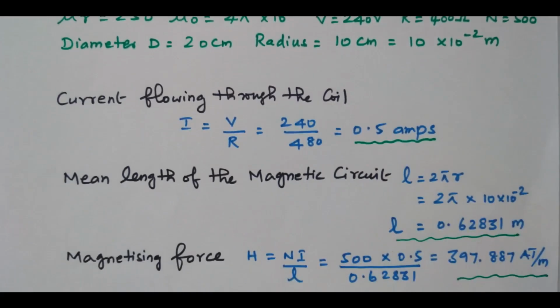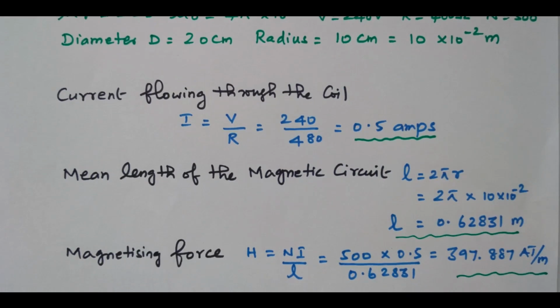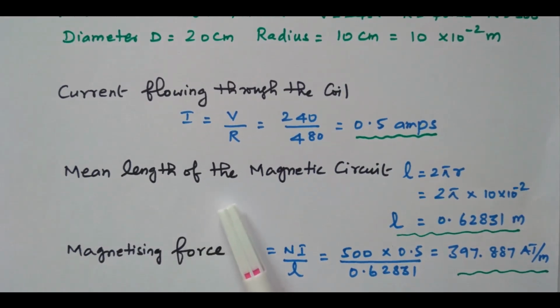Now we will find the mean length of the magnetic circuit. L equal to 2 pi R. The length is nothing but the circumference, because the ring is in circular form. So 2 pi into R. Diameter is given as 20 centimeter, so R equal to 10 centimeter. Converting to meter, it is 10 into 10 to the power minus 2. By simplifying, we got 0.62831 meter, the length of the magnetic circuit.